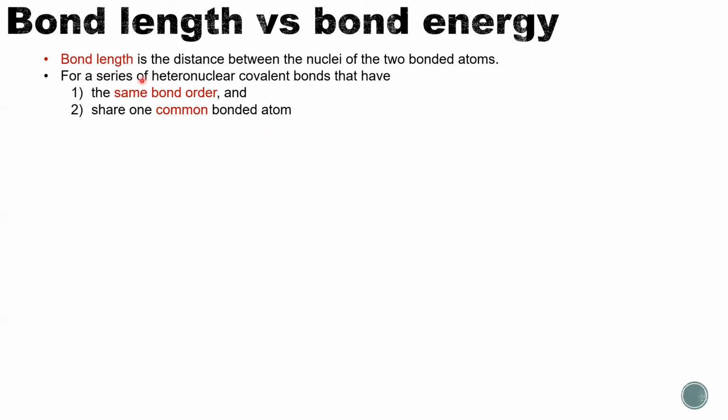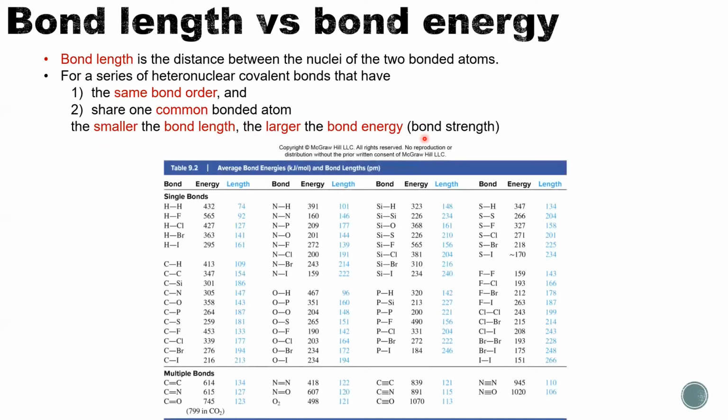If a covalent bond meets these two criteria, then the smaller the bond length, the larger the bond energy or the bond strength. So we can verify these rules in Table 9.2. If we look at the hydrogen-halogen bonds, HF, HCl, HBr, and HI, you can see when the length of the bond increases, the energy of the bond decreases. Or in other words, if the length of the bond decreases, the bond energy increases.